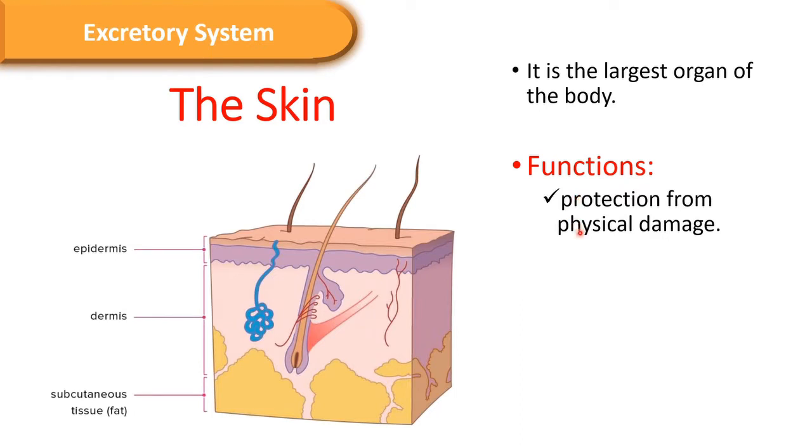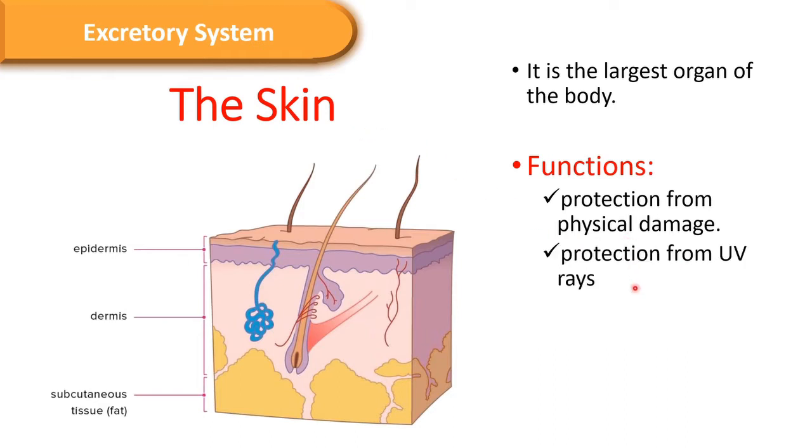Number one, protection from physical damage, such as touching, punching, slapping, pinching, or bumping. Just imagine without your skin, we would be like bubbles or balloons that might explode if touched, right? That's why your skin is there to protect you from this physical damage.